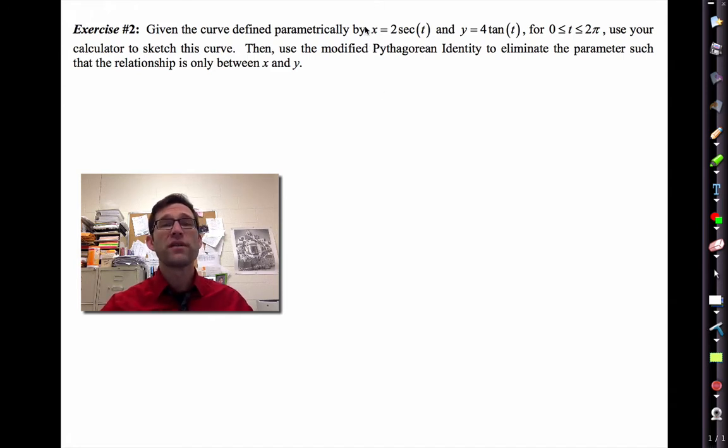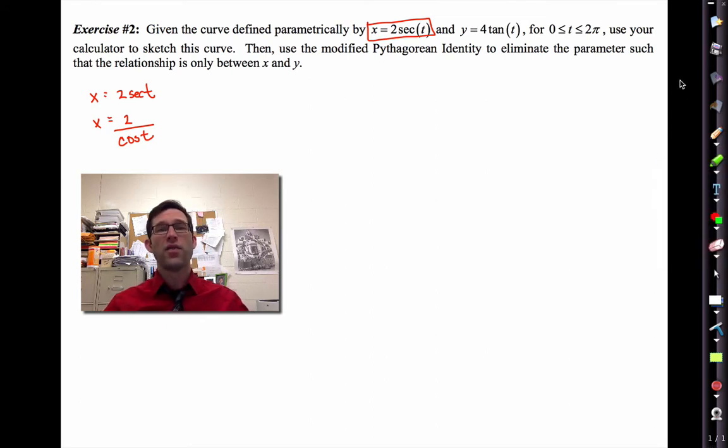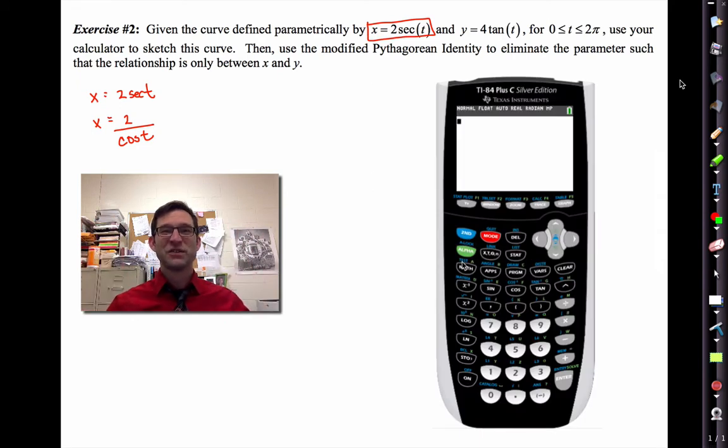Now, before we even bring the TI-84 out, please note, one of the issues here is that we're going to have to graph 2 times the secant of t. There is no secant command on my calculator, so I'm going to be graphing this as 2 divided by the cosine of t, and you should certainly know why that is. Anyway, let me go back to blue, and now let's bring out the TI-84. Watch this. Isn't that cool?